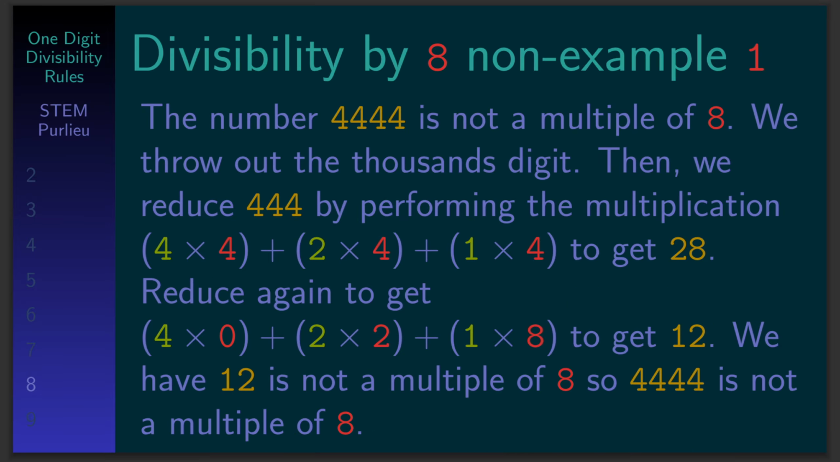The number 4,444 is not a multiple of 8. We throw out the thousand digit, then we reduce 444 by performing the multiplication 4 times 4 plus 2 times 4 plus 1 times 4 to get 28. Reduce again to get 4 times 0 plus 2 times 2 plus 1 times 8 to get 12. We have 12 is not a multiple of 8, so 4,444 is not a multiple of 8.